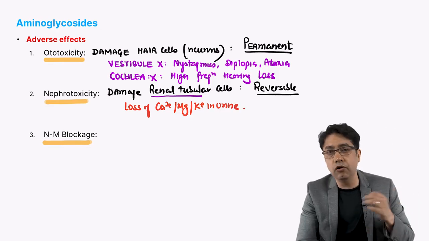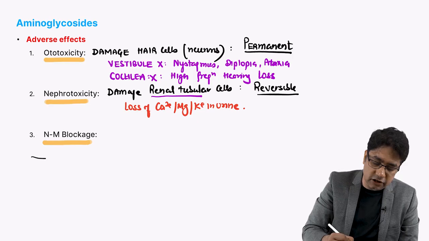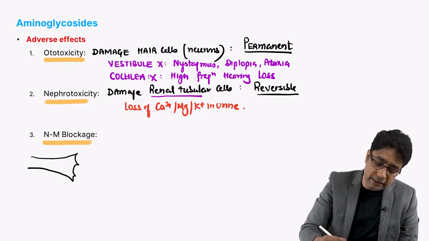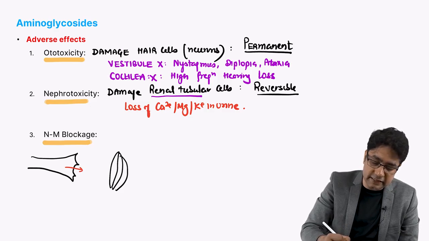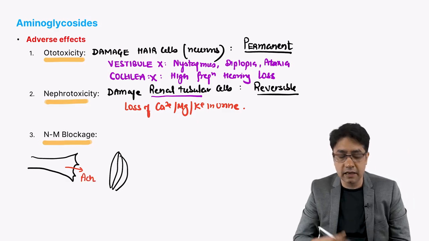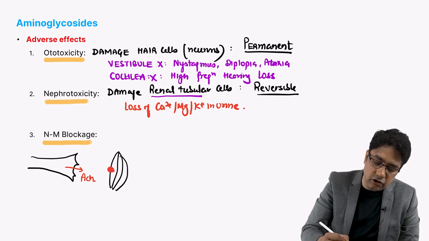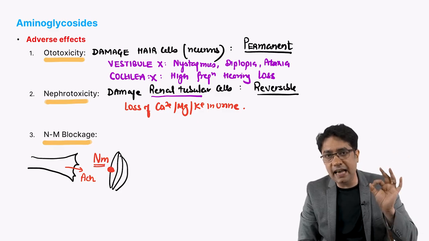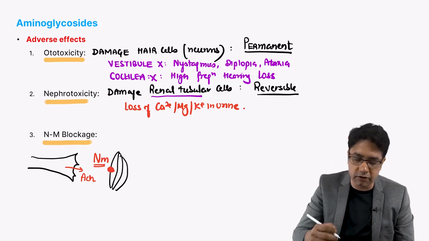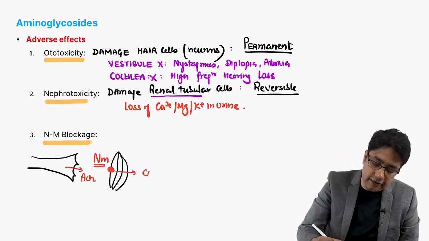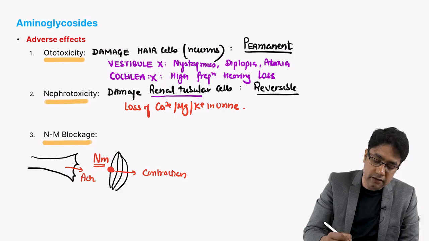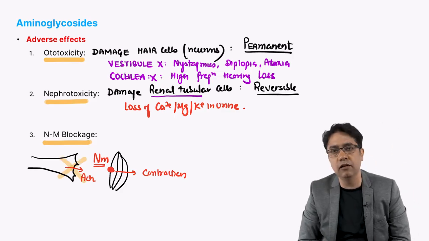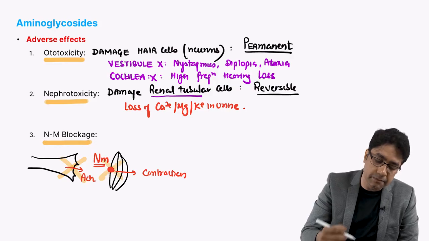Now, what about neuromuscular blockage? If we see the structure of a neuron, and this is a muscle, we all know that neurons release acetylcholine, ACH. And this acetylcholine acts on one receptor on muscles known as NM receptor. When acetylcholine acts on the NM, nicotinic muscular receptor, it causes contraction of muscles. Now, aminoglycosides, remember, inhibit the release of acetylcholine, plus they block the NM receptor.